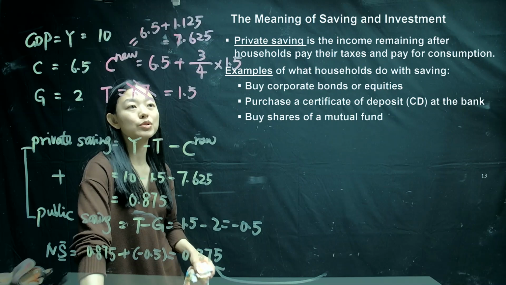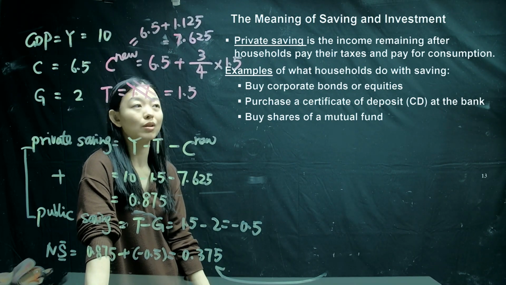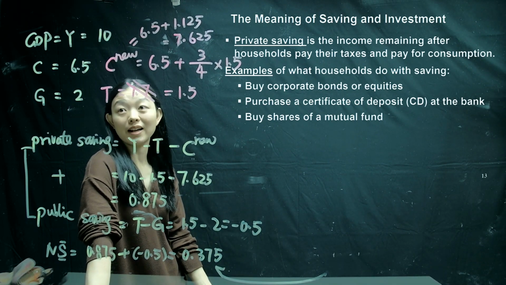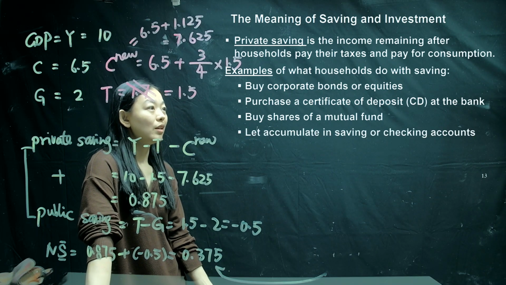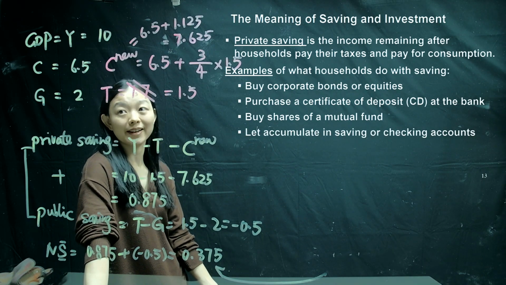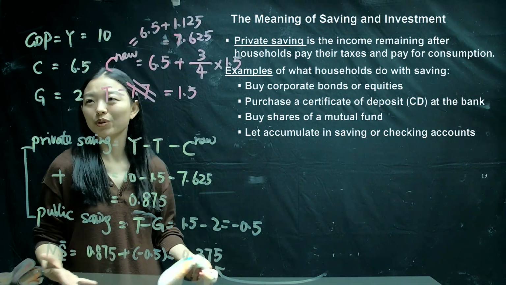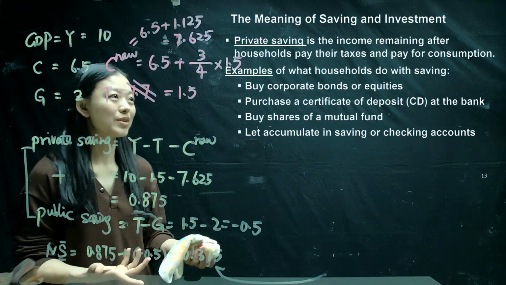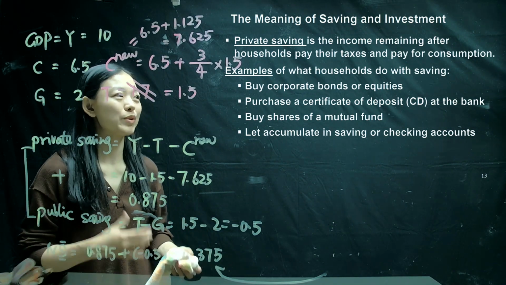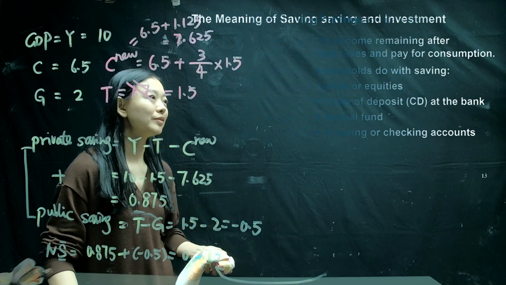Or buy shares of a mutual fund. You can also buy mutual fund shares from, for example, Blackstone or Fidelity, and accumulate money in a saving account or checking account. This is what consumers typically do with their actual money. Okay, just put it in a saving account. However, we know the interest rate will be really low.